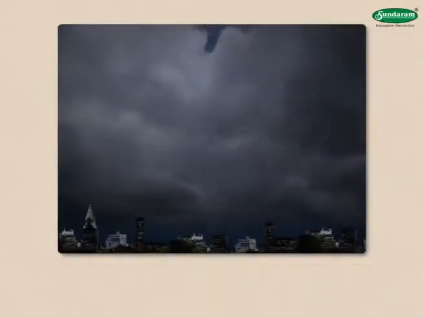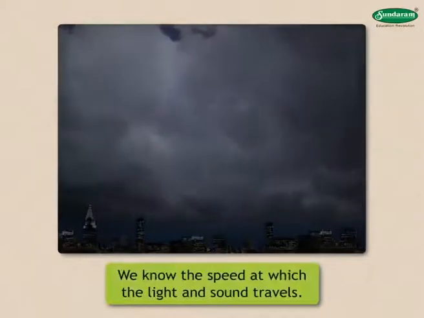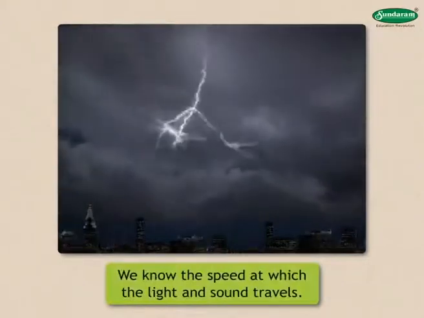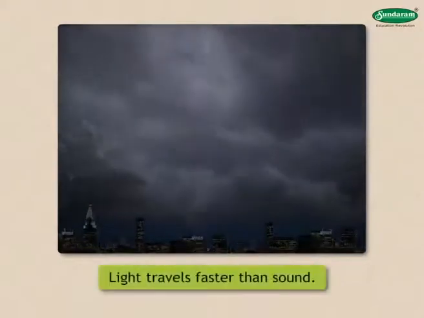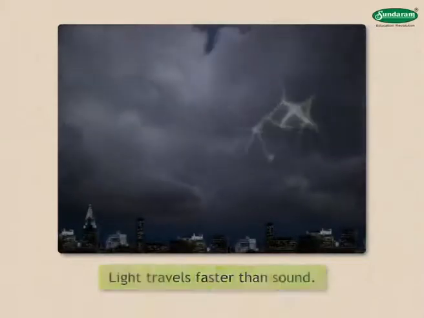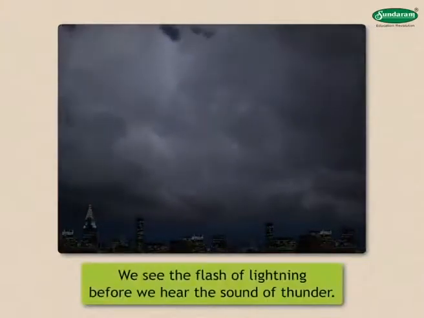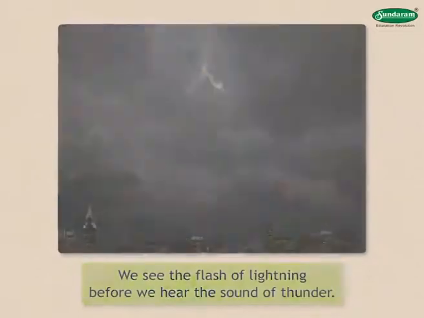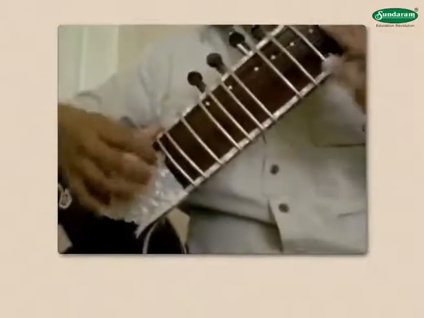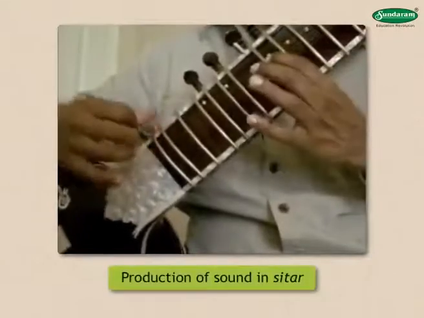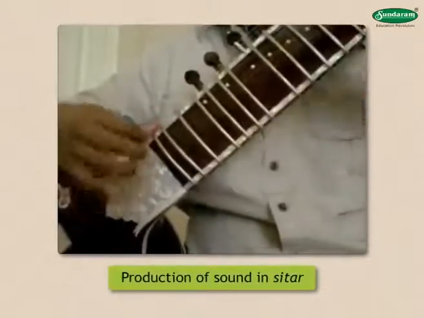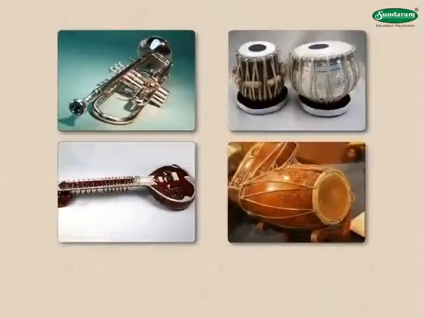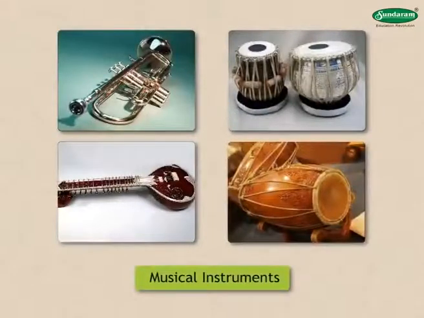How much later? We know the speed at which the light and sound travels. Light travels faster than sound, so we see the flash of lightning before we hear the sound of thunder. In the previous chapter, we have seen how sound is produced in a sitar. Let us now see how sound is produced in different musical instruments.